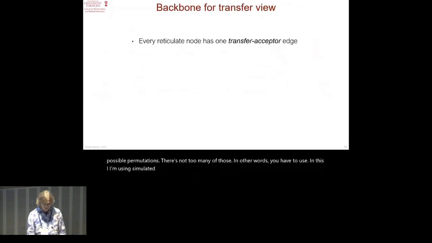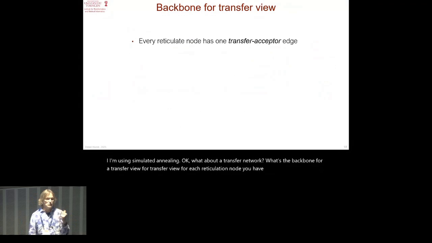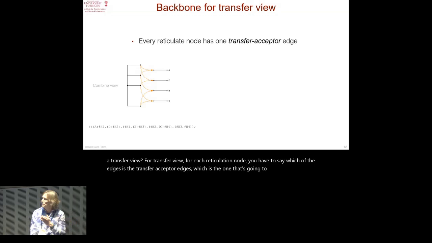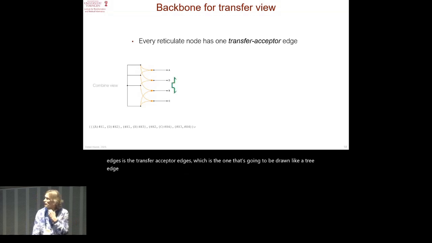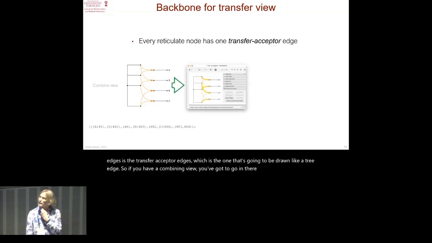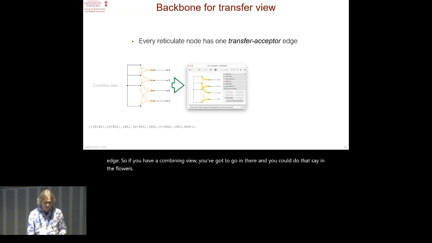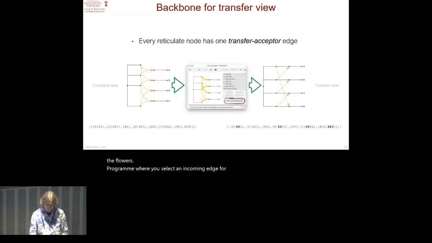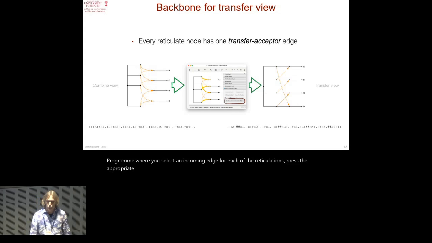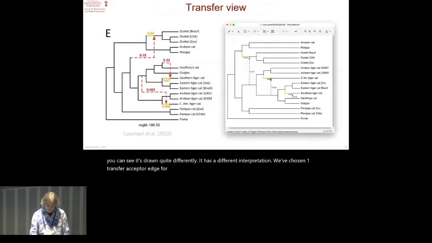Okay, what about a transfer network? What's the backbone for a transfer view? For a transfer view, for each reticulation node, you have to say which of the edges is the transfer acceptor edge, which is the one that's going to be drawn like a tree edge. So if you have a combining view, you've got to go in there, and you could do that, say, in the Phylogenies program, where you select an incoming edge for each of the reticulations, press the appropriate button, and then ask it to redraw. And you can see that it's the same network, but it's drawn quite differently. It has a different interpretation. We've chosen one transfer acceptor edge for each reticulation.